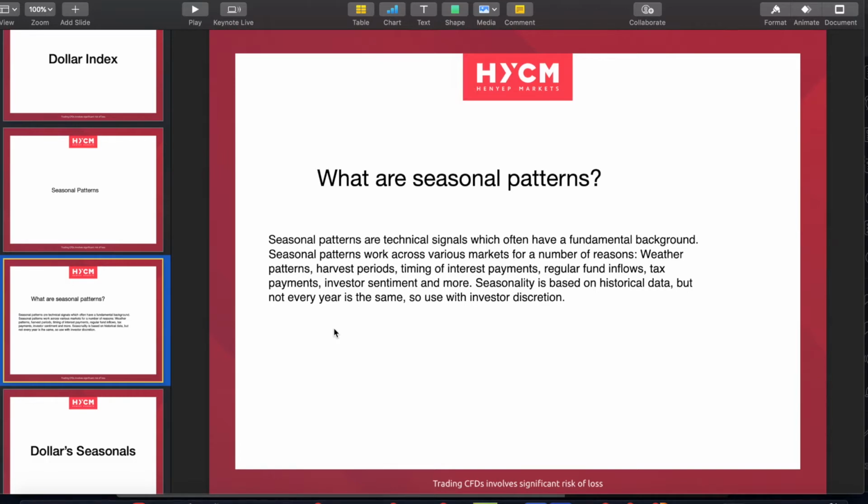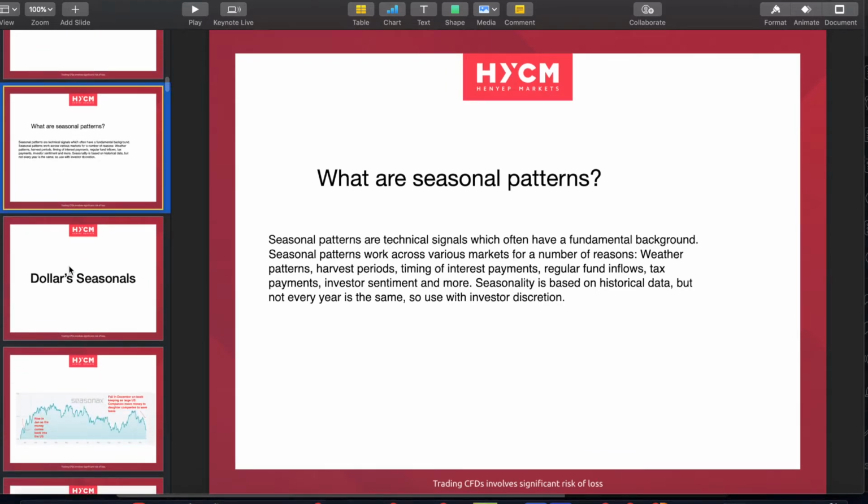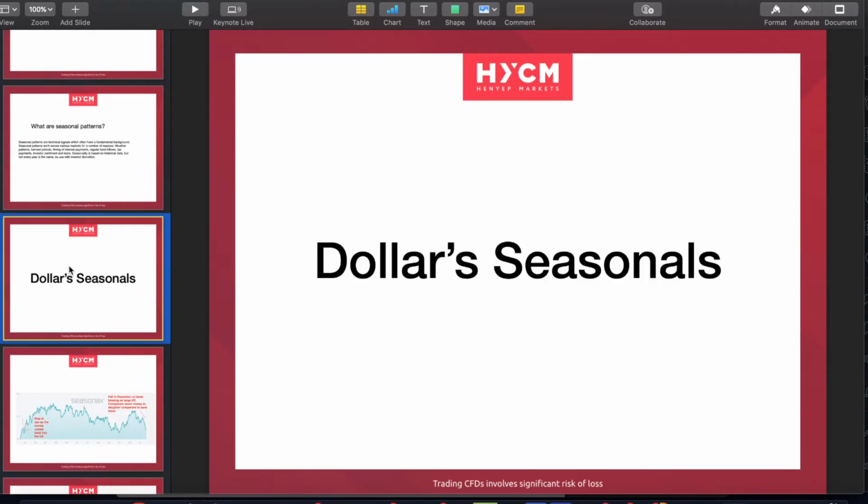It could be due to weather patterns, harvest periods, maybe timing of interest payments, regular fund inflows, tax payments, investor sentiment. And seasonality is based on that historical data, but obviously not every year is the same, so use with investor discretion. But the pattern I want to share with you is a very common pattern that's played out over the last 50 years or so, and it's to do with the dollar index.